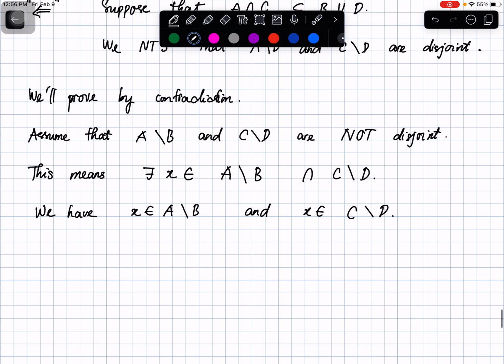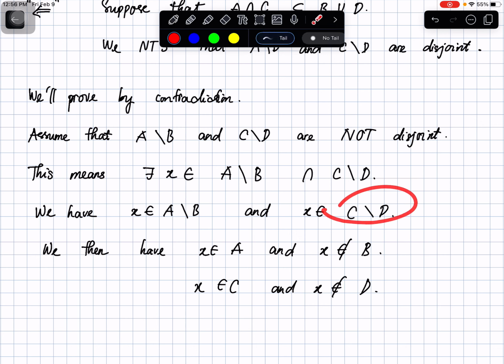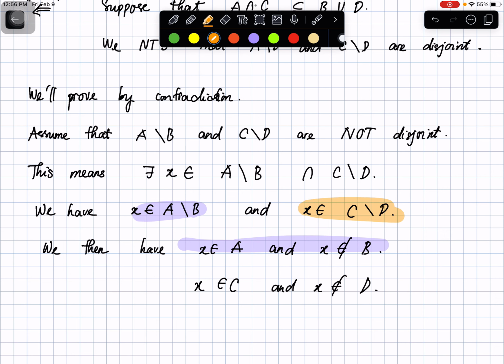Now just using the definition of set minus, what do we have? We then have x in A and x not in B. We also have x in C and x not in D. This comes from here. So the first one comes from the first part. The second one, x in C minus D, so x in C and x not in D.